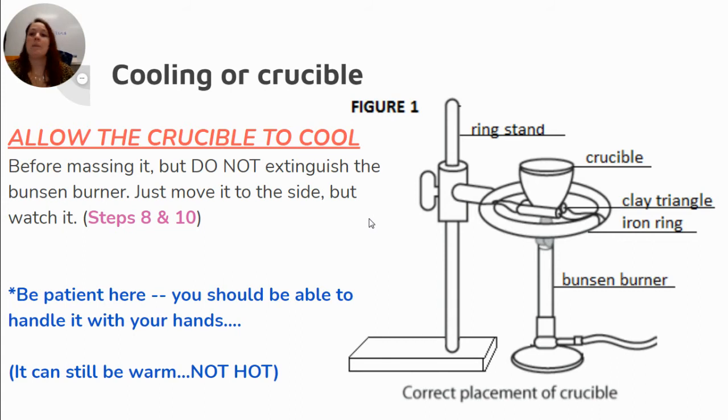Plus, you could put your crucible into thermal shock if you set it onto a cold balance. When you are waiting for your crucible to cool, do not turn off your Bunsen burner flame. This is going to save you a lot of time, and time is of the essence for this lab. So just move your Bunsen burner to the side and keep an eye on it. When you're done cooling, it should be cool enough for you to touch, 5 to 6 minutes, but it will be warm, but not hot.